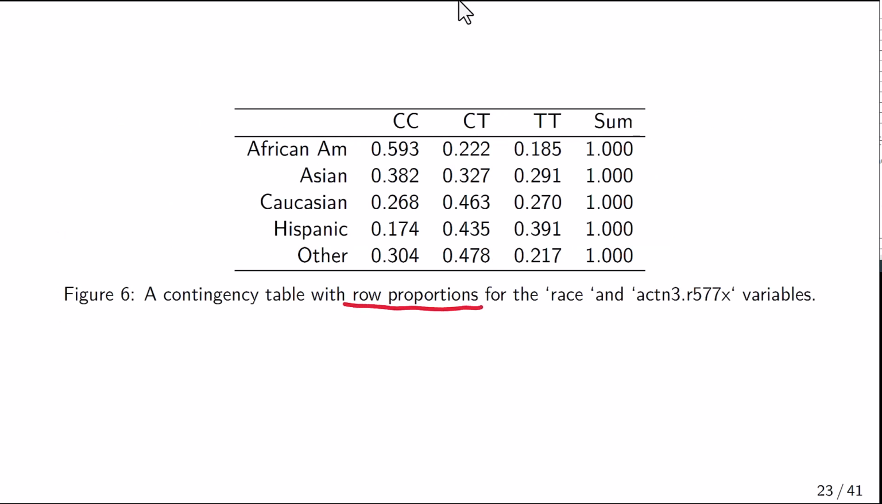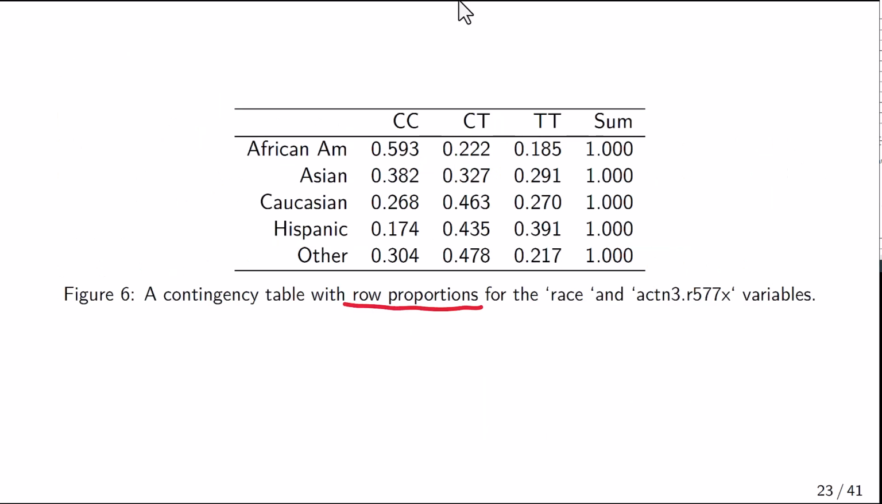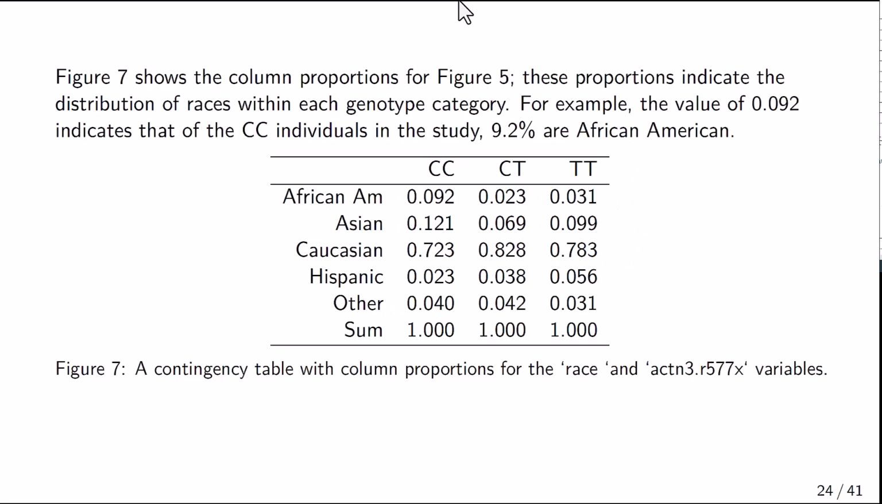What does that mean? Row proportions, basically we use the row sum to divide the counts for each row. Okay, 16 divided by 27, 6 divided by 27, 5 divided by 27, and 27 divided by 27. And then the same thing, the second row divided by 55, the third row divided by 467, okay? That's how we end up with the sum. The row sums, right, are always 1 because you just divide exactly each row by that row sum. And then we can also do the total column sum. We divide each column by the column total.